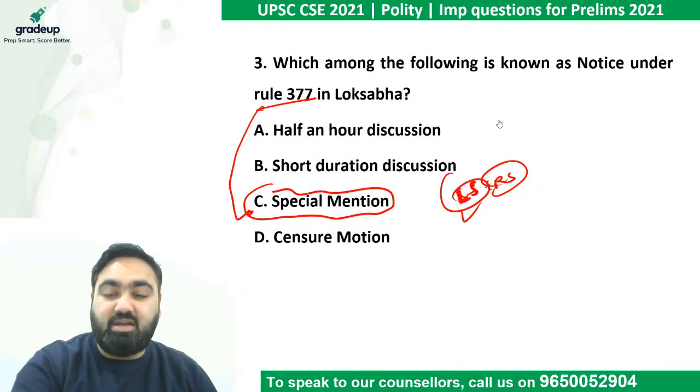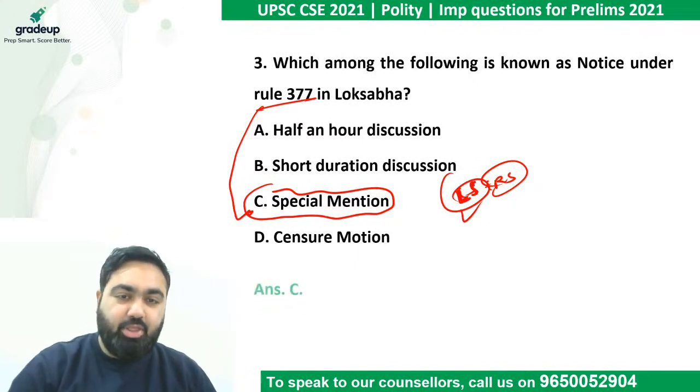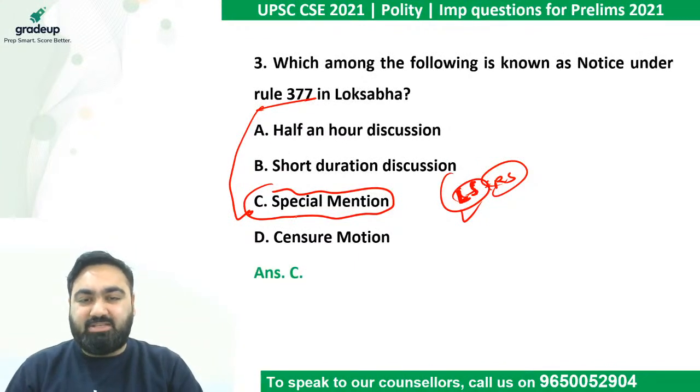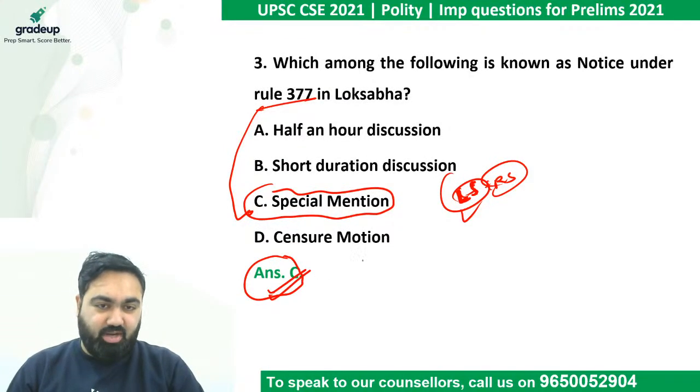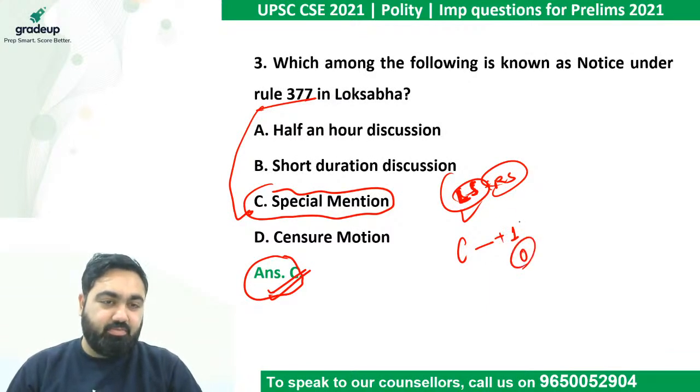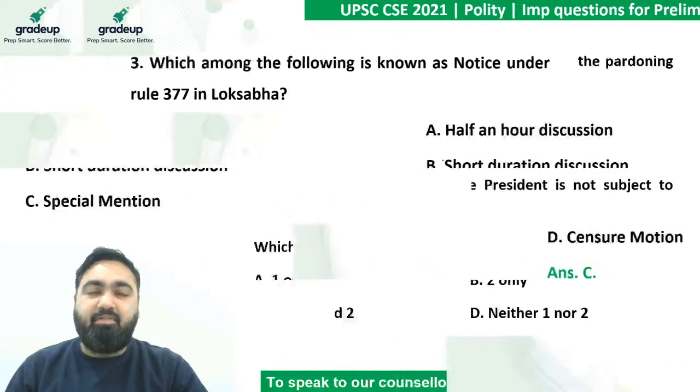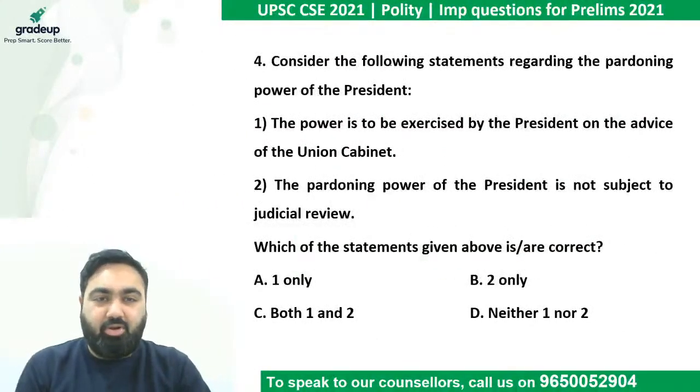This is notice under Rule 377. Those who have not read this, for them this may be difficult to answer, but those who have read it, good job, guys, you are correct. If you said C is the correct answer, please do give yourself +1, otherwise give yourself 0. Question number 4 is now in front of you.